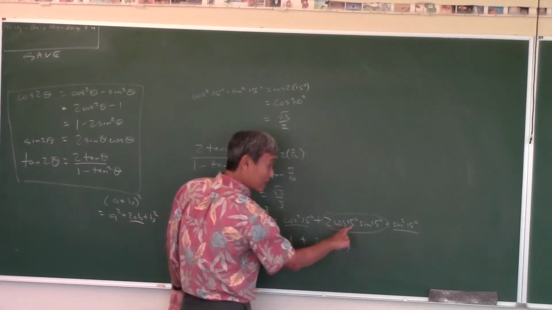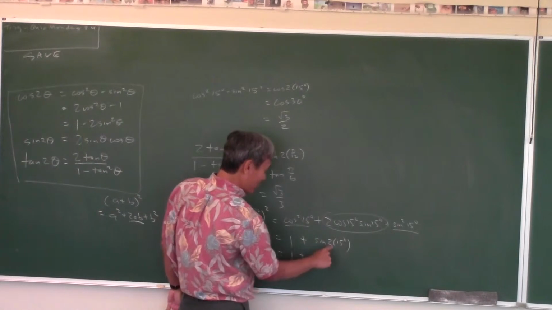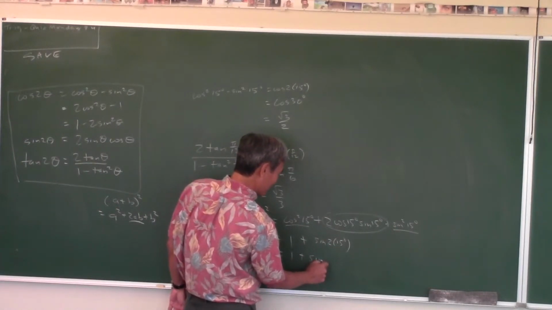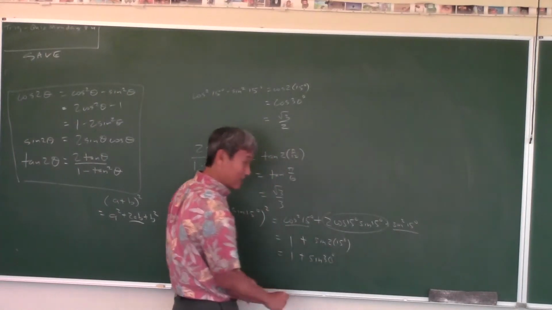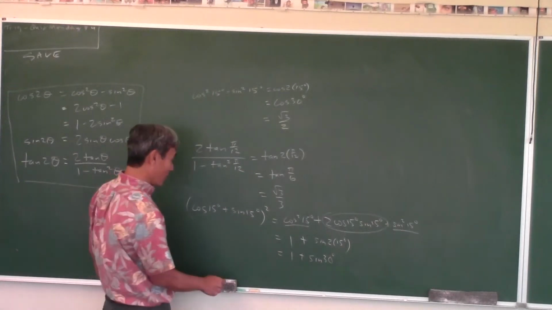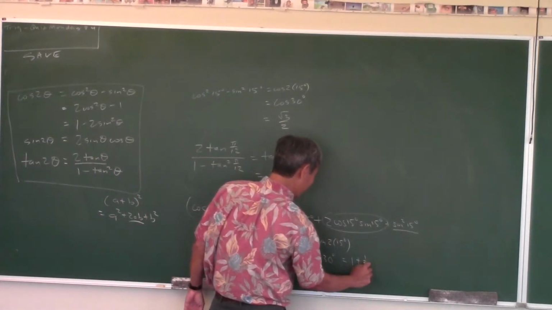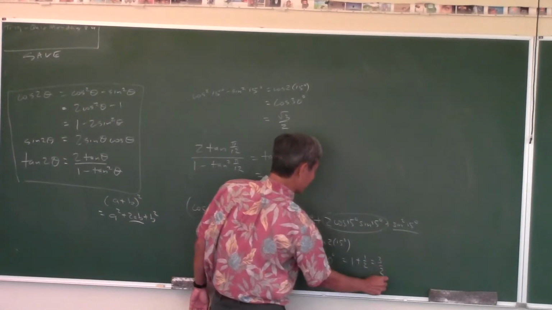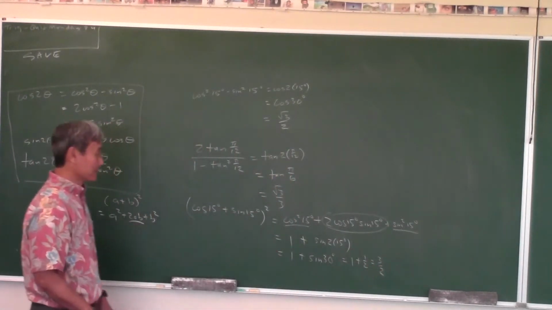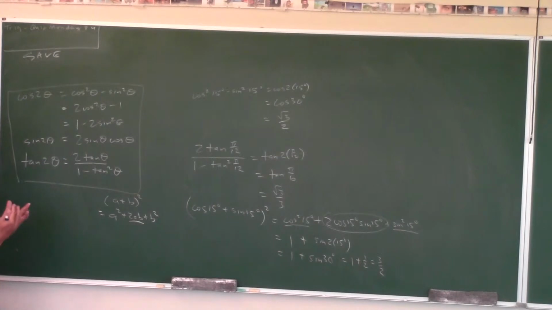Theta is the 15. And then if you multiply 2 times 15, you simply get 30 degrees, and that's a number I'm supposed to know. Sine of 30 degrees is 1/2, and so you get 3/2 as your final answer. So that's the kind of problems you're going to see, where you directly apply the identities like that.